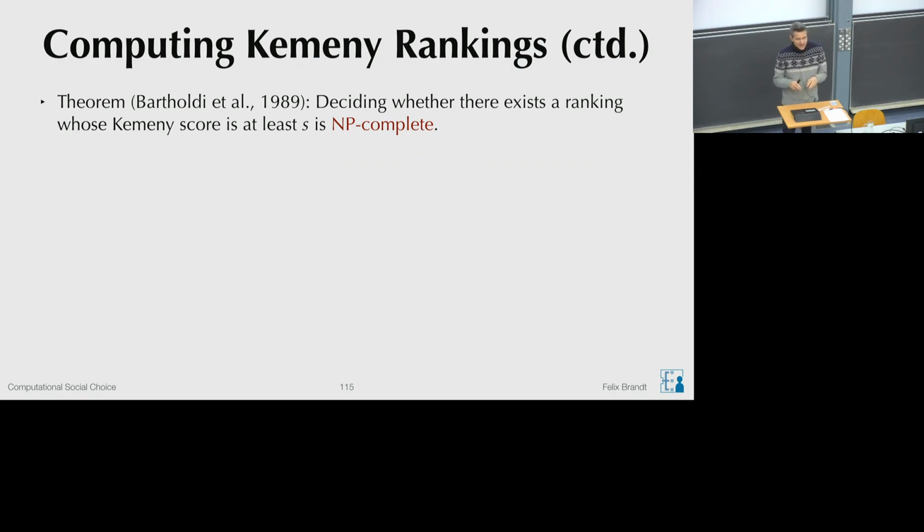So maybe this problem at this point seems a bit artificial to you, because we are basically interested in finding Kemeny rankings, but all these problems are related to each other, and if this problem is hard, then also finding Kemeny rankings is hard, as we will see later on. But if you talk about NP-completeness, you're talking about decision problems where the answer can only be yes or no. And that's why you need to phrase the problem in a version where the answer is just binary, yes or no. And this clearly is a binary problem in the sense that either there is a Kemeny ranking whose score is at least S, or there is not.